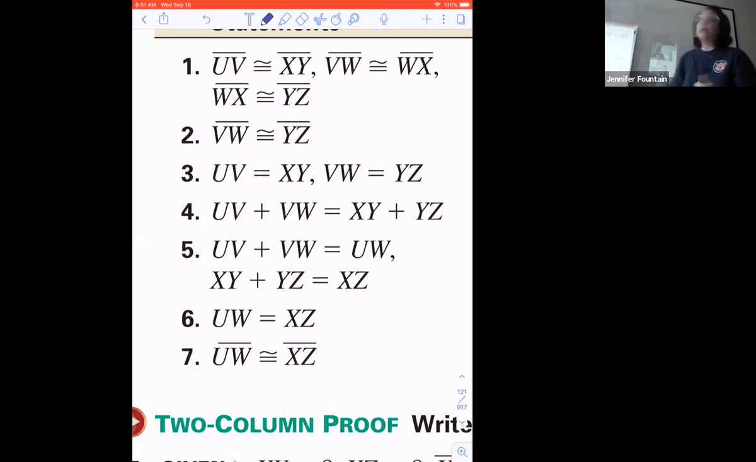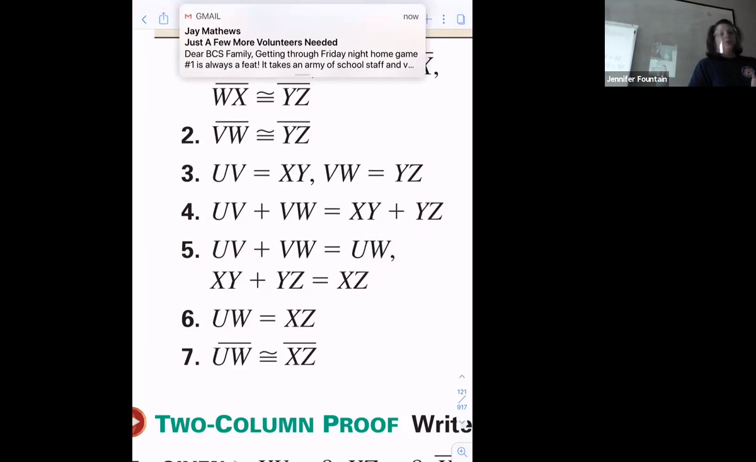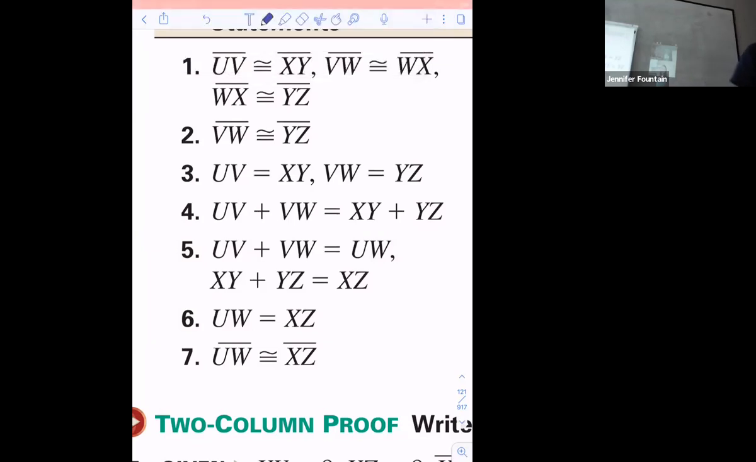Okay, and then finally, step 7, we've got segment UW is congruent to segment XZ, and that is the definition of congruent segments. Okay, so this is something that it's going to take some time to get used to. All of these definitions, and like I said, we've kind of created this pool of definitions.